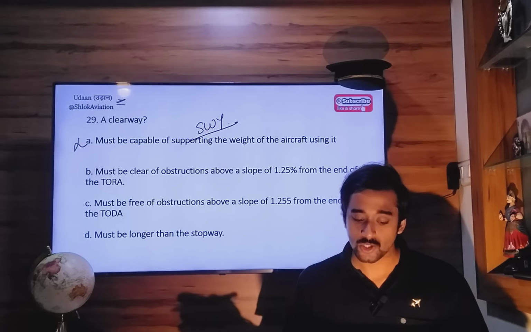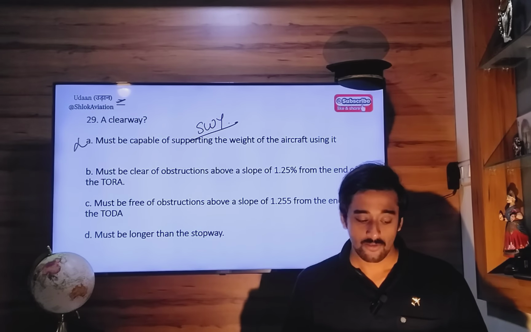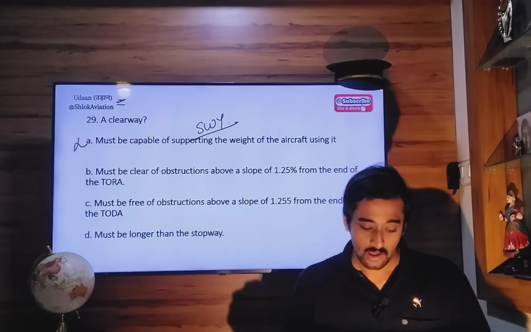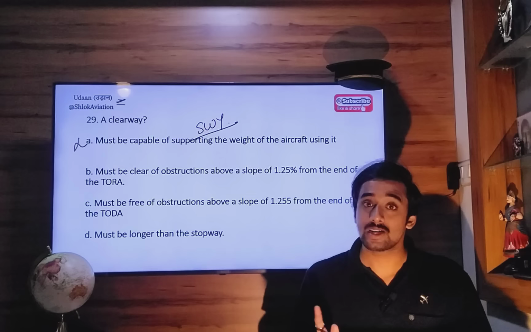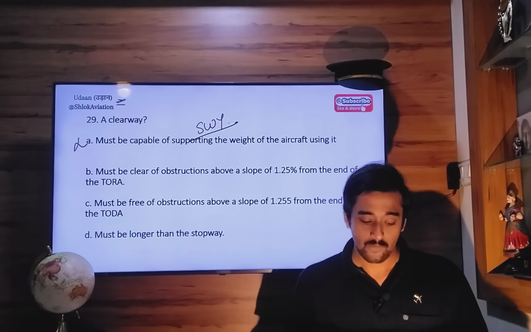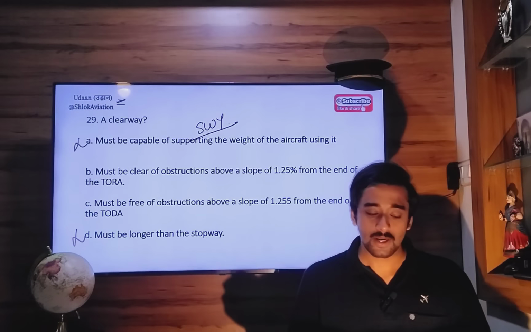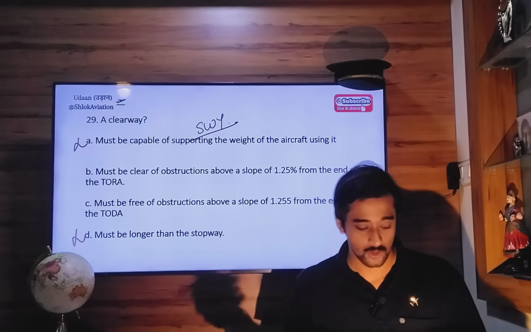Clearway, most of the clearway is in the atmosphere, so clearway cannot hold the weight of aircraft. Must be clear of obstructions above a slope of 1.25 percent from the end of the takeoff run available, from the end of the runway. Must be free of obstructions above a slope of 1.25 percent from the end of takeoff distance available. Must be longer than the stopway. So delta is wrong. Sometimes clearway can be equal to stopway. It can be smaller than stopway also.